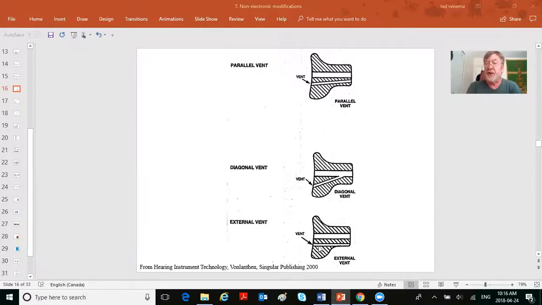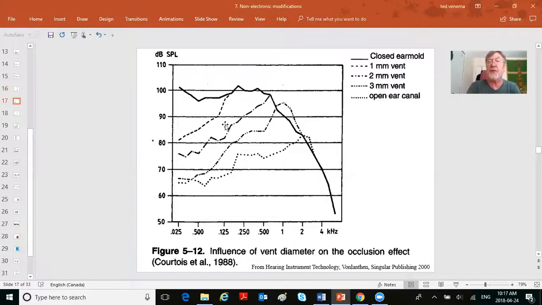External vent is just a parallel vent, and see where it ends right at the ear mold itself? There's no ear mold material to surround the bottom. It's better than nothing, okay? The top one is the best. If you can get away with that, that's by far the best way to go.